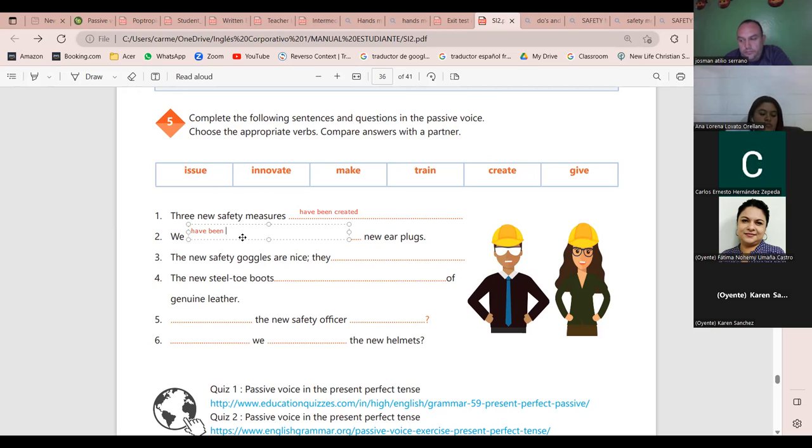And number two? New earplugs. Okay. Given. Okay, given. Number three.